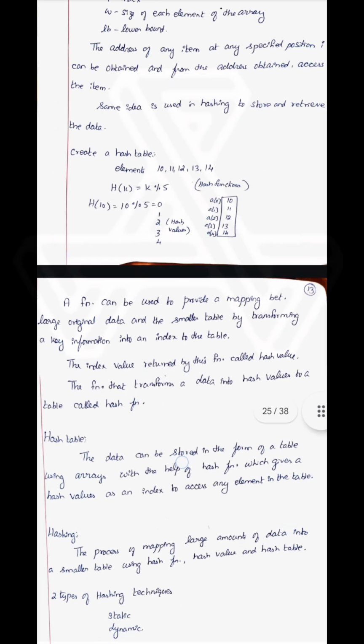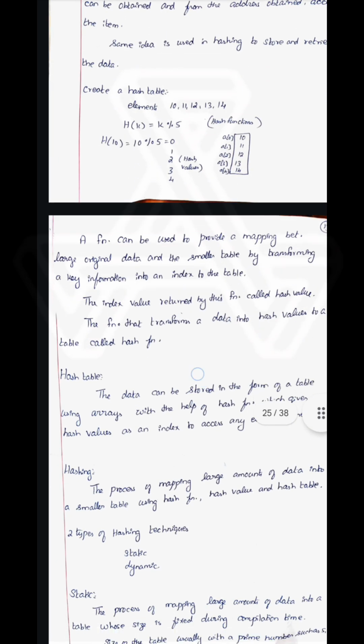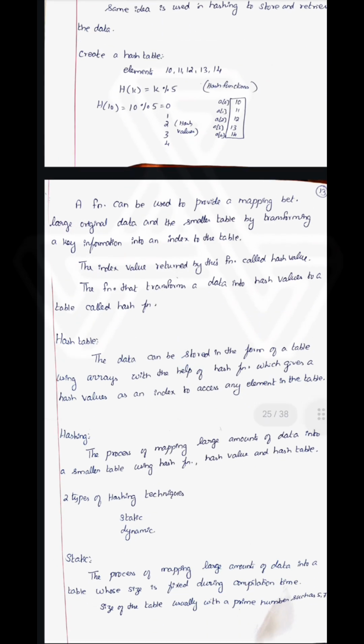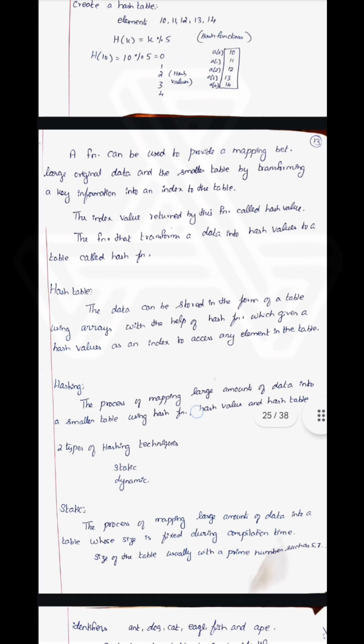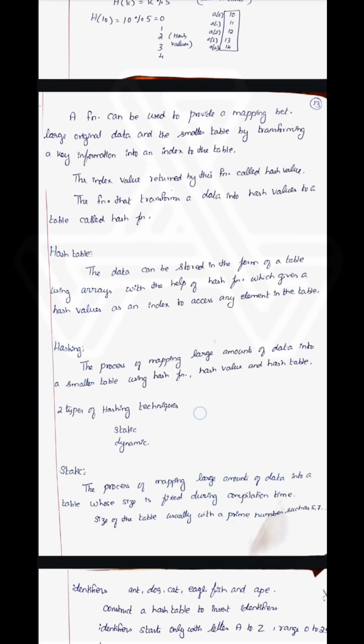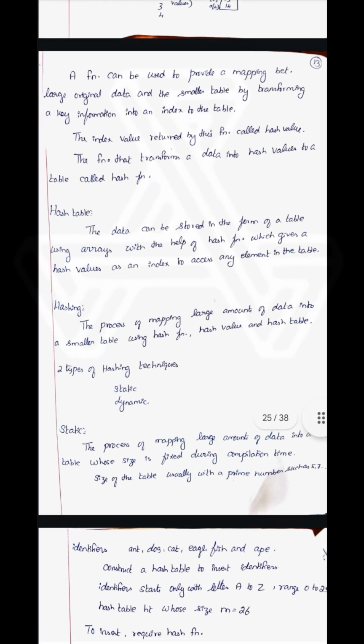A function can be used to provide a mapping between large original data and a smaller table by transforming a key into an index to the table. The index value returned by the function is called the hash value. The function that transforms the data into a hash value is the hash function.